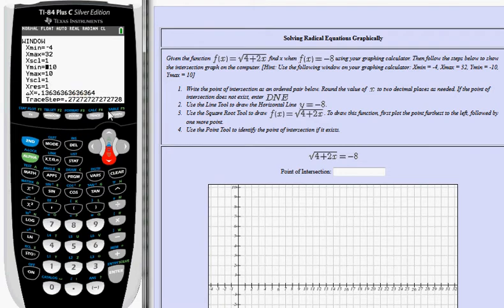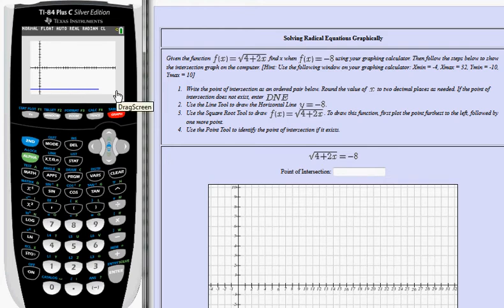Now it's time to graph, and we should be getting that horizontal line through negative 8, and then we should be getting the graph of the radical function. If you know something about square root functions, they typically start on the x-axis and either grow to the right or look exactly like this, except they go to the left. So it looks to me like these two graphs are never going to intersect, and you'd have to just know something about horizontal lines.